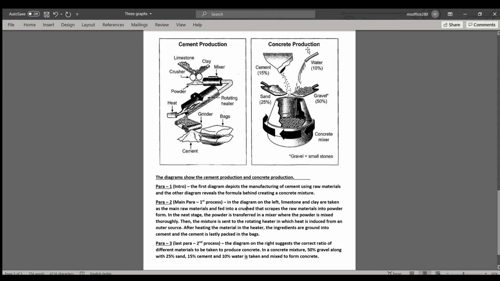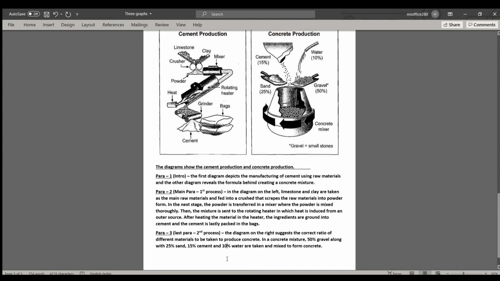So again we are going to use the old and tested formula of writing 3 paragraphs. The introduction, the second para will be the main para, and the third para will be the last para. So this is how you are again going to write the diagram.